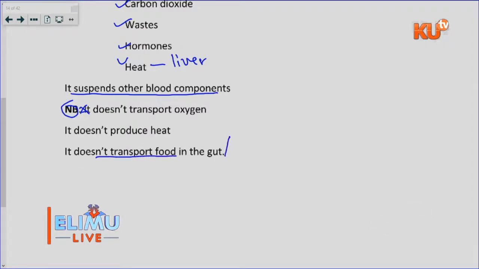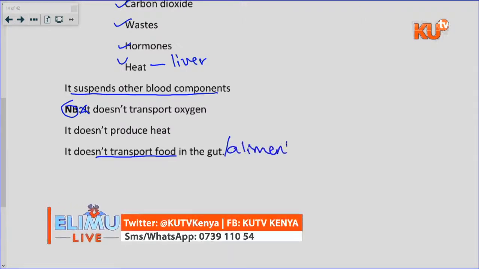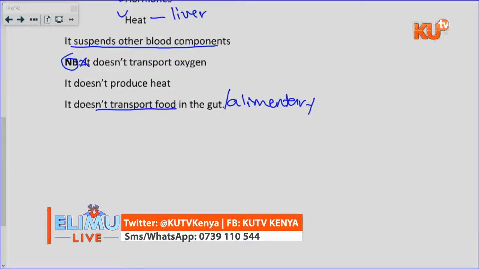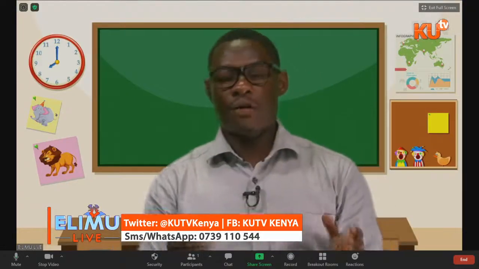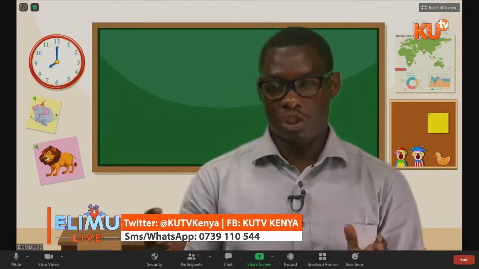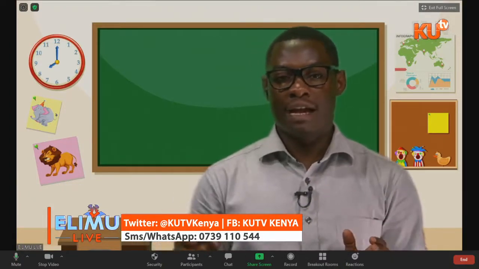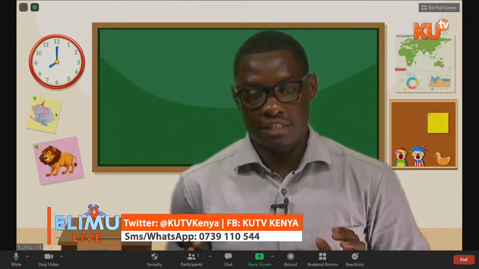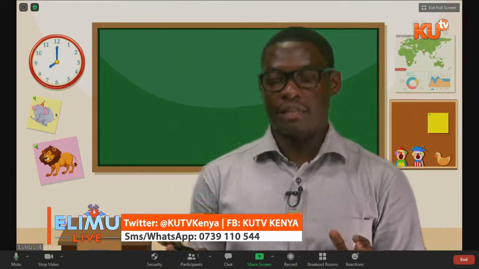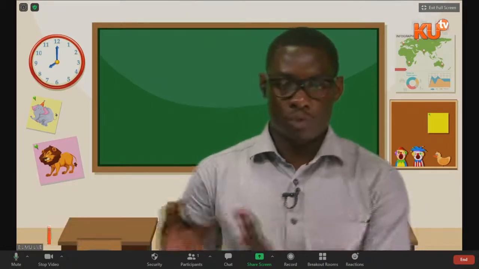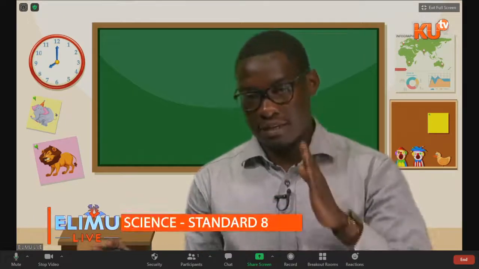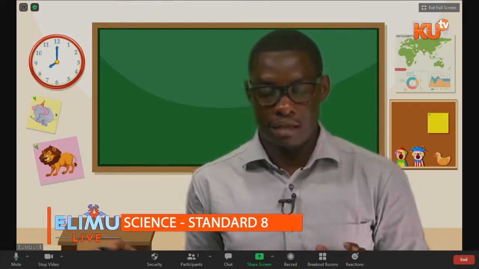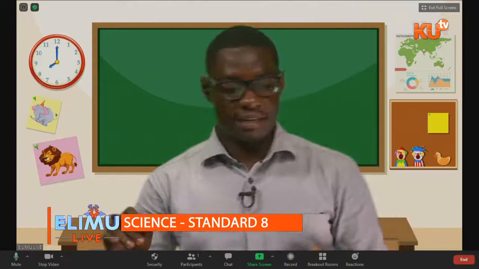It does not transport food in the gut. The last time we looked at the gut, we said the gut is the alimentary canal. So it does not transport food in the alimentary canal, but it transports food from the ileum. Remember, the function of the ileum is where absorption of digested food takes place. So it transports food from the ileum to other body parts, not within the digestive system. I hope that one is clearly understood.